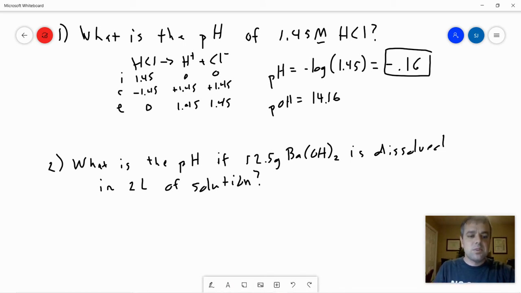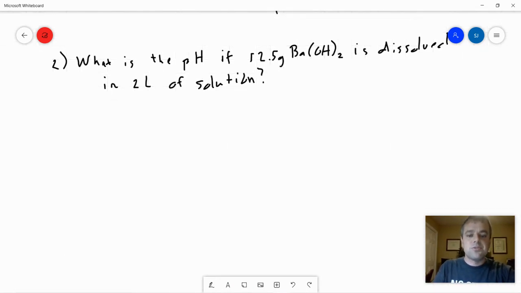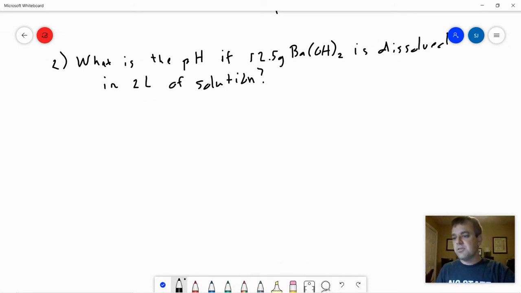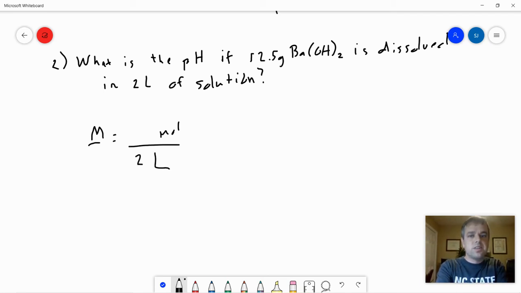The next example I want us to look at says, what is the pH if 12.5 grams of barium hydroxide is dissolved in 2 liters of solution? So first we need to figure out what the molarity of our solution is, which is moles over liters. We've got 2 liters. Now to find moles, we need to take 12.5 grams of barium hydroxide and turn those grams into moles. And the molar mass of barium hydroxide is 171.35.